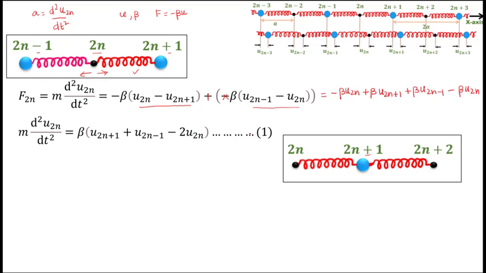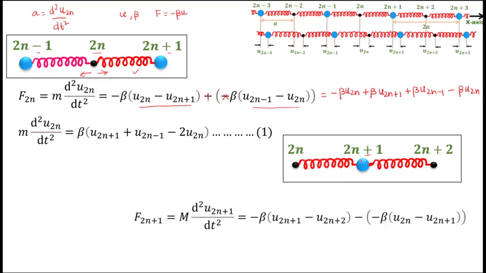A similar expression can be written in case of the second unit. So here the net force experienced by this 2n plus 1th atom is F2n plus 1, which we write as capital M times d square u2n plus 1 by dt square, because capital M is the mass of the 2n plus 1th atom. Here we have written it as small m because small m is the mass of the lighter atom, that is the 2nth atom.